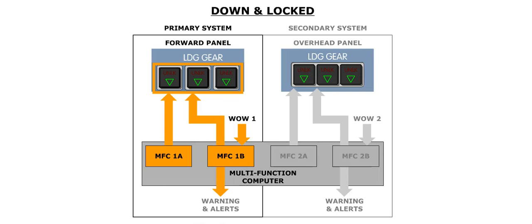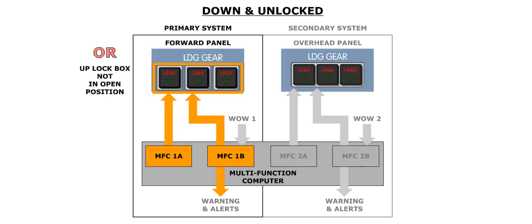Three gear position indicators, located above the landing gear control lever, illuminate green when the associated landing gear is in the down and locked position. These indicator lights are controlled by MFC1. A red unlock caption illuminates when the associated gear is not locked in the position selected by the landing gear control lever. It will also illuminate if the aircraft is on the ground and the associated up-lock box is not in the open position.